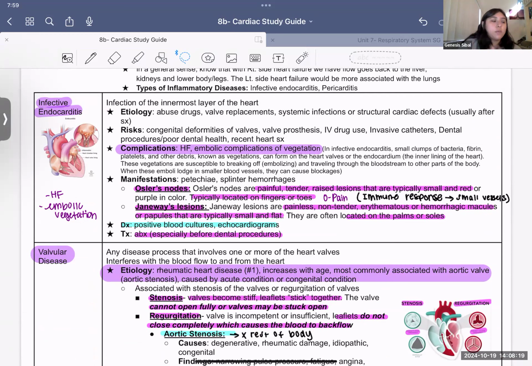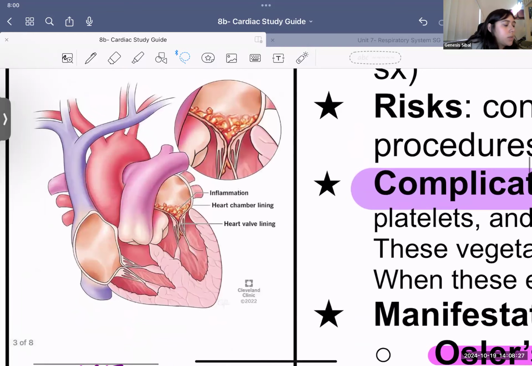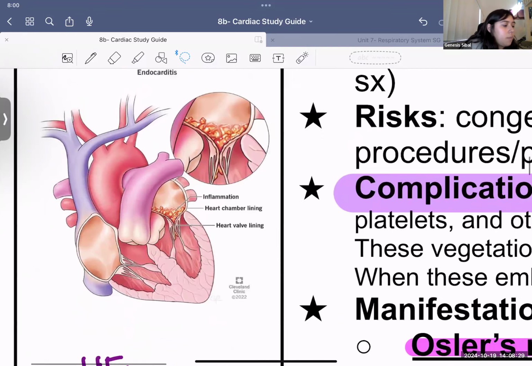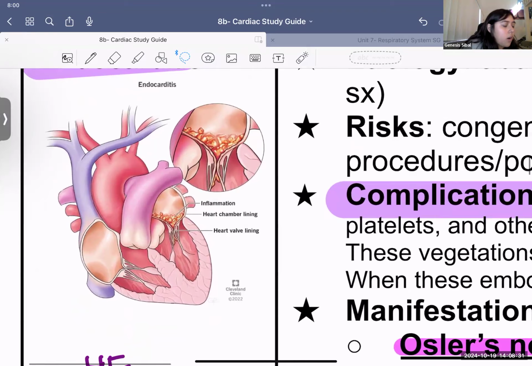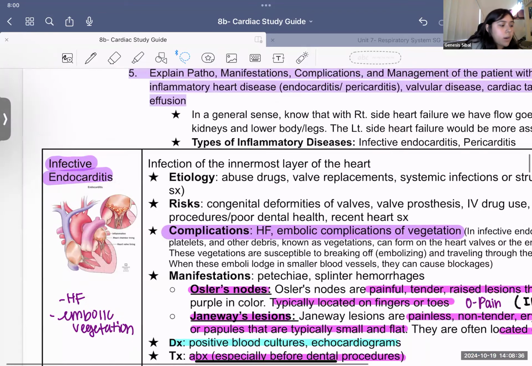So again, we're talking about itis, inflammation. This I feel like is always associated with some type of infection. So, infection of the innermost layer of the heart. That's the picture of what's going on there. And so you can see what's happening with that inflammation, and then the heart lining, and then the heart valve lining. So we're not having proper blood flow or anything.